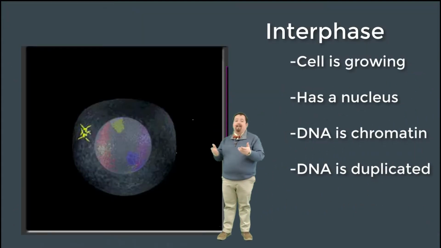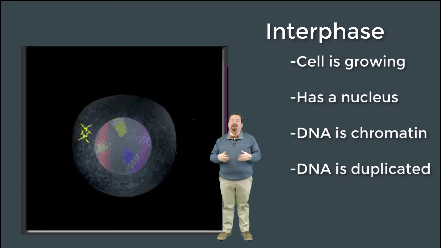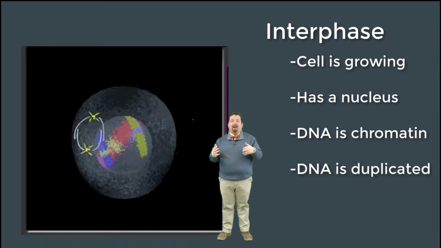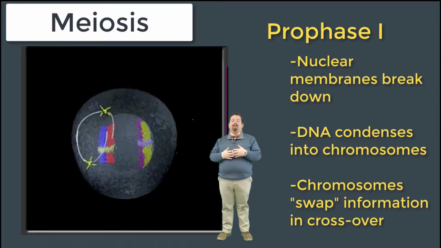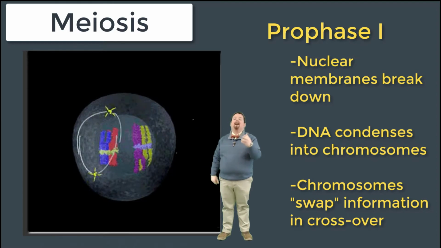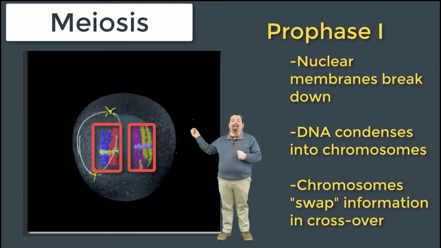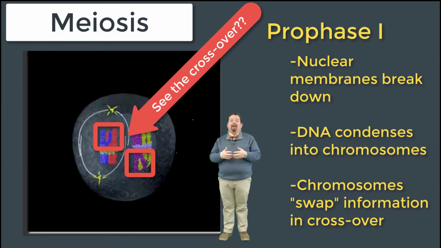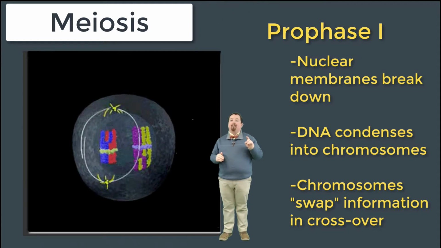So here we see another cell in interphase. Same thing as before, it's growing, performing normal functions, and eventually it doubles its DNA. Once it's doubled its DNA, it's ready to start meiosis. The first step of meiosis is prophase 1. In prophase 1, the nuclear membrane breaks down, the DNA condenses into chromosomes, and similar chromosomes, we call them homologous chromosomes, pair up together. Once those homologous chromosomes are together, they can swap around some of their information. This is called crossover. It only ever happens in prophase 1.